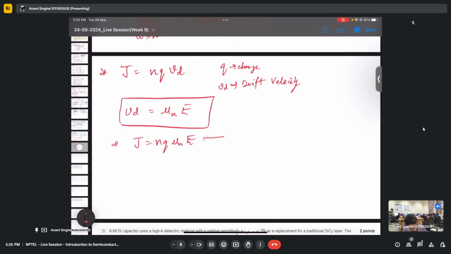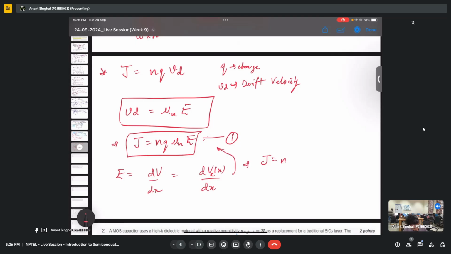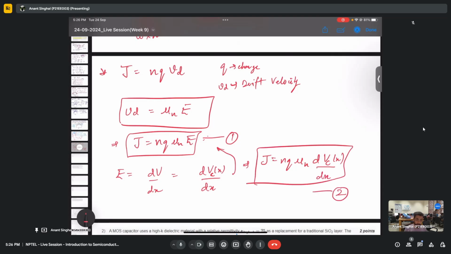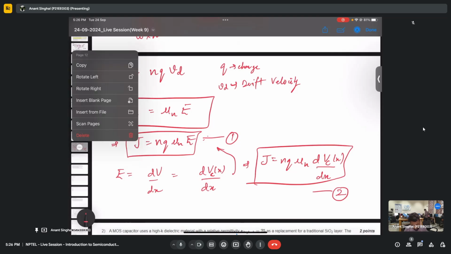And electric field is nothing but dV by dx, if you remember correctly. So here I can write dVcx by dx, because I have denoted the channel potential like that. If I put this electric field into this, I'll get Js = nq mu n dVcx by dx. Let's say this is equation 2. Is there any doubt till here? Till the second equation? No, exactly.